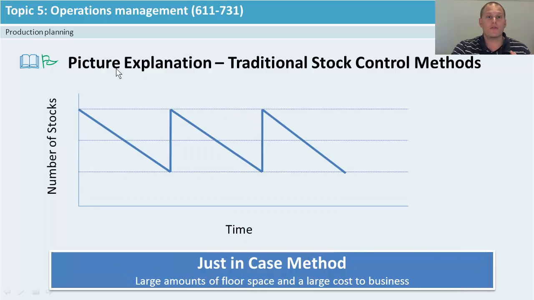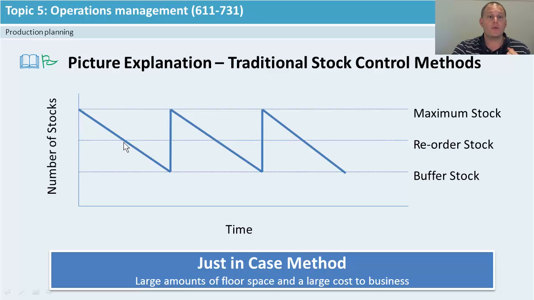This is a stock control graph. This is a bit of the DOL 2 procedural stuff. On here is the number of stocks and here's the time. This is the just-in-case method. One of the things that pops up is your maximum stock, the total you should be keeping within your business. If you go beyond this, you really are wasting the space. So over time, the number of stocks actually starts to decrease.